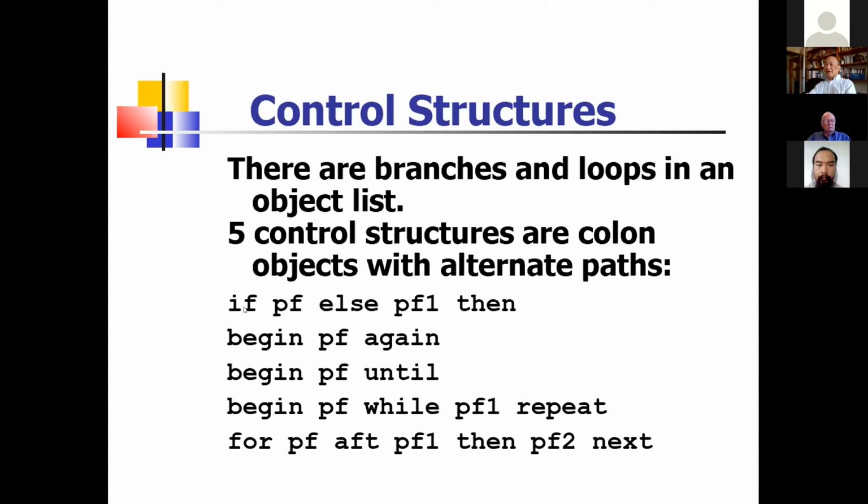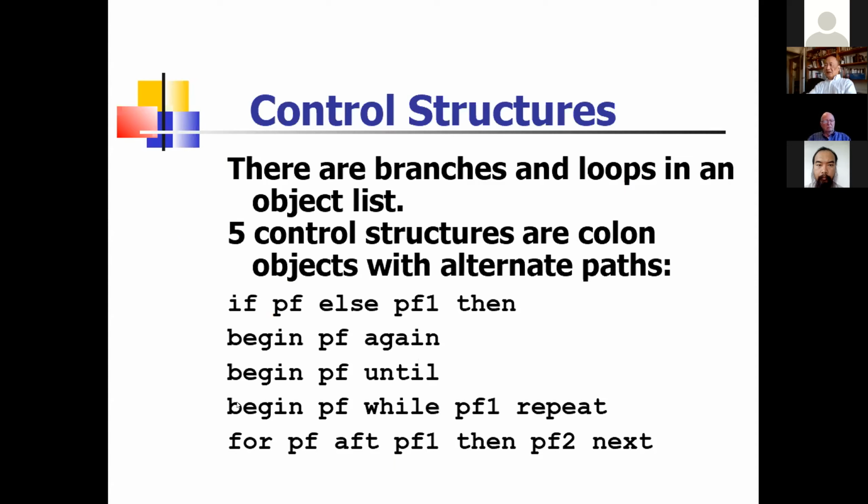Okay, so the if, else, then: if the top of stack is true, then you execute the PF. If the top of stack is 0, then you execute the PF1. The begin and again: you always repeat PF indefinitely. And the begin PF until: you repeat PF if the top of stack at this point is true.